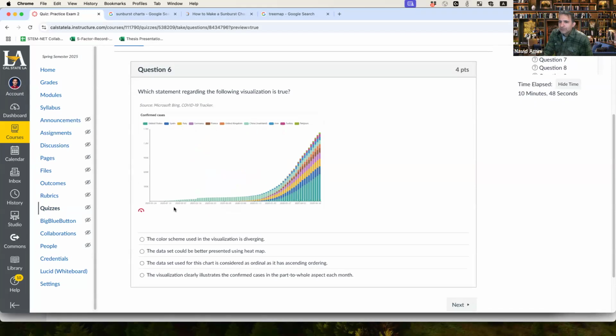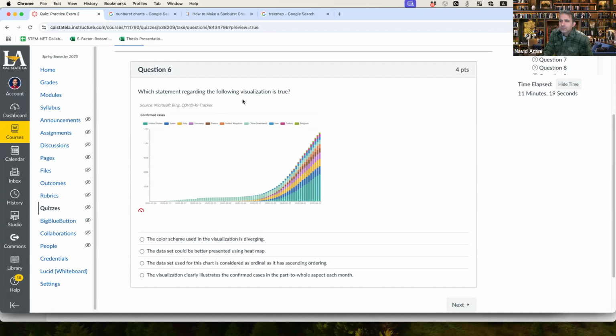We have this bar chart. Source is Microsoft, it's the COVID-19 tracker. These are countries that faced COVID-19 earlier, and of course, then it was all over the place. In the US, it came in a bit later. I can't believe it's been 5 years.